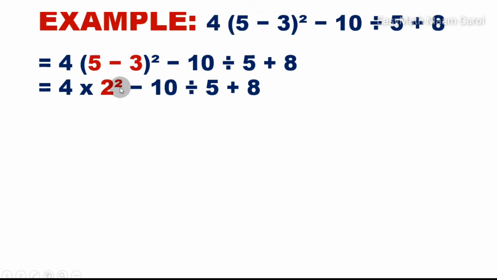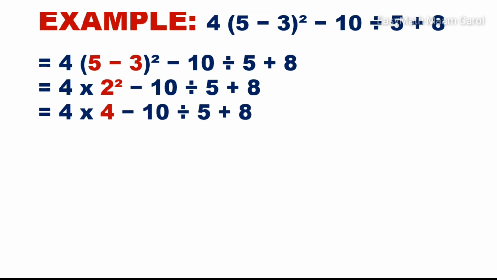So, nawala na yung parenthesis as first operation. Ang second naman ay aalisin natin yung exponent. And to do that, we have to evaluate the expression. So, ano yung 2 squared? Di ba sabi natin kanina, yung base na 2, multiply natin twice. So, 2 times 2, that would be 4.